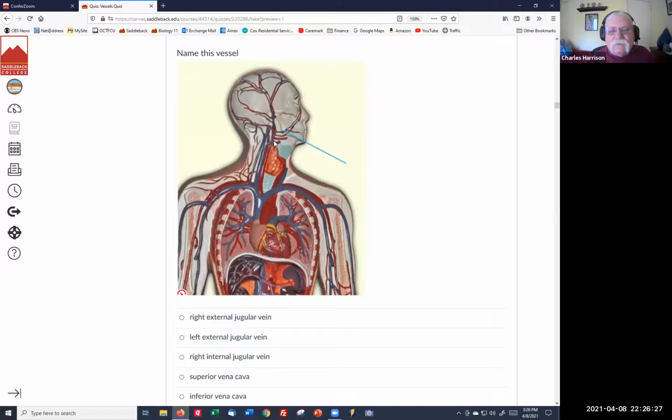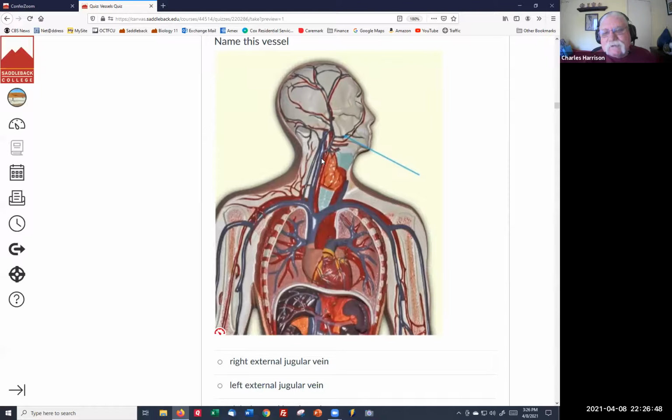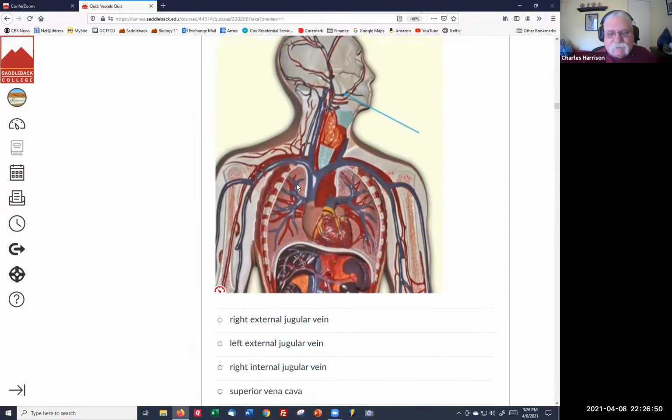Uh-oh. No, this one you haven't had. Yes, you have, on the cat, though. You haven't had it here. And this is the right side. This would be the facial. Right facial, and it's pointing to two, I think, blue areas. Yeah, so it's right facial vein.